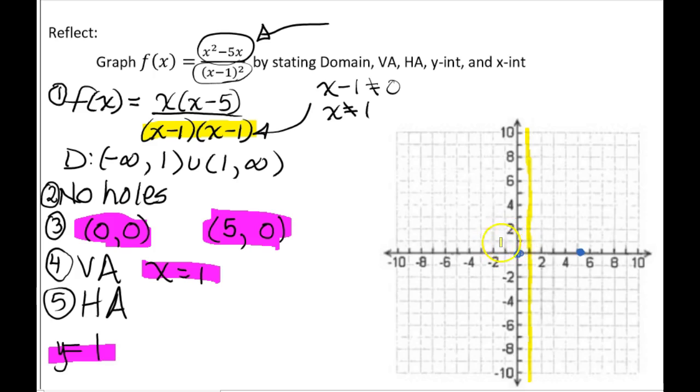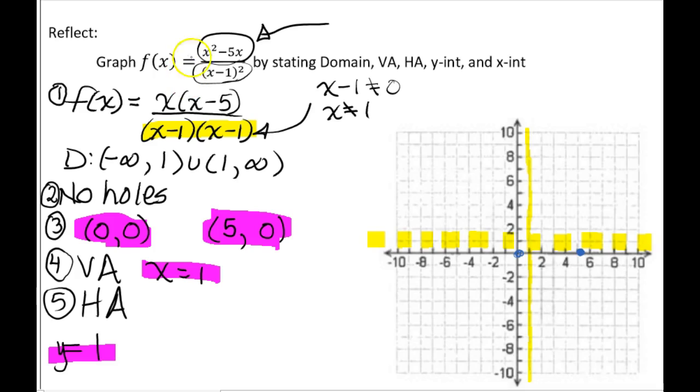And this is going to be a little bit more difficult because it's going to be thicker. But we can see that our horizontal asymptote will be here at y is equal to 1. And I did push that one dash because I wanted you to see that we don't want it to be part of our graph. It's just part of our guidelines. So we're ready to graph.